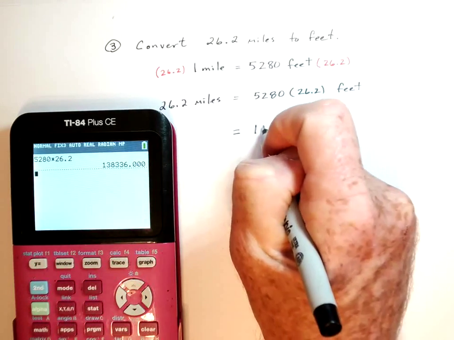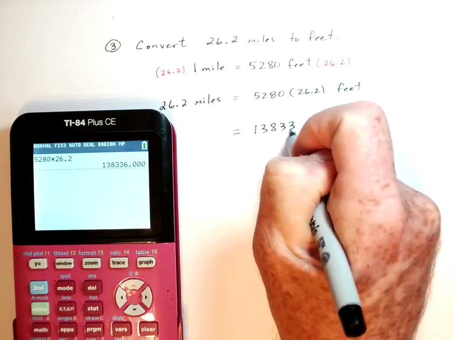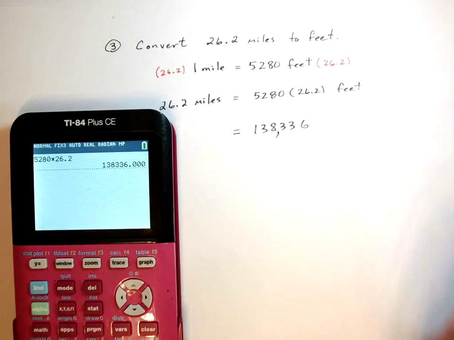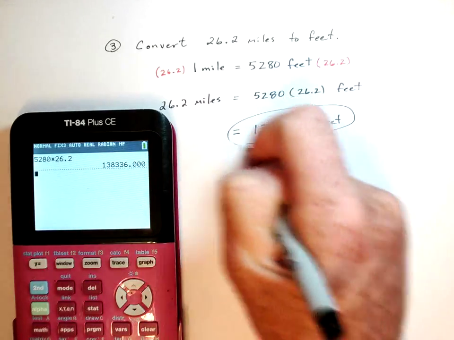So it'd be 1, 3, 8, 3, 3, 6. So 138,336 feet in a mile.